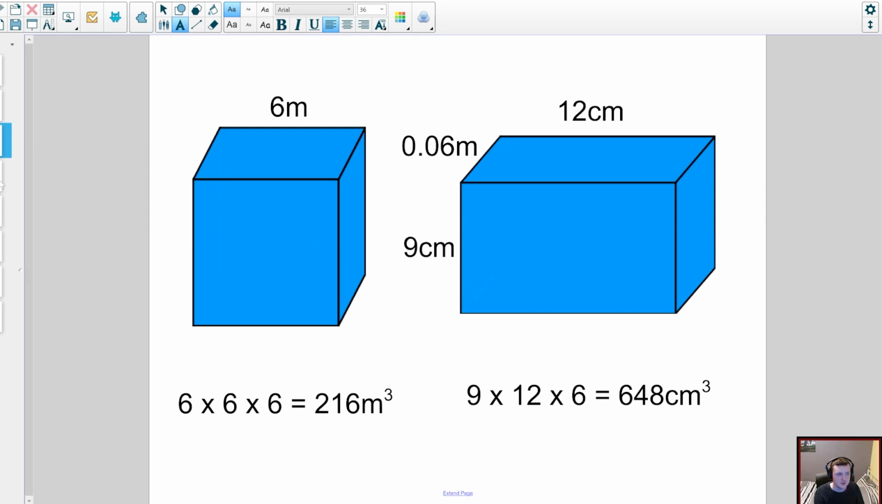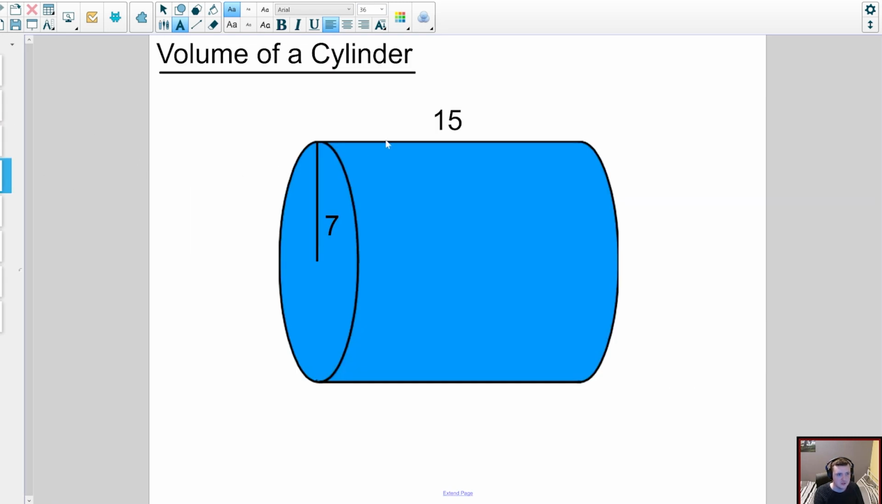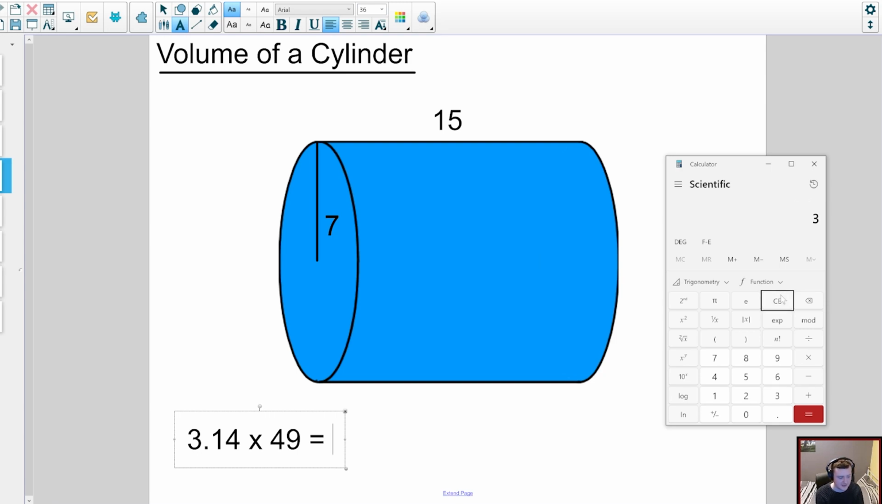Alright, moving on from cubes and cuboids, which aren't too bad, we move on to the volume of a cylinder. This is why I said it was really important to understand the area stuff first, because we're going to build on it here. We remember the area of a circle is pi r squared. We know r here is 7, so r squared is 7 sevens, which is 49. So we've got 3.14 times 49, which is the area of that circle. It's going to be 153.86.